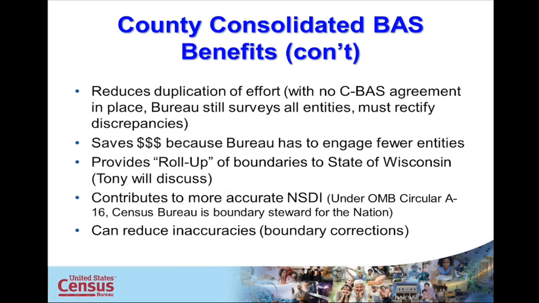It reduces the duplication of effort. If there is no C-BAS agreement in place, we still survey all the entities. And even as the county, if you're responding to the BAS for the entities, unless that agreement is in place, we still have to go back and survey those other entities. And then if the county submits something and a place submits something and there are discrepancies between those two, then we need to go back and rectify those discrepancies, which results in more effort. A consolidation saves a lot of taxpayer dollars because the Bureau really has to engage fewer entities.